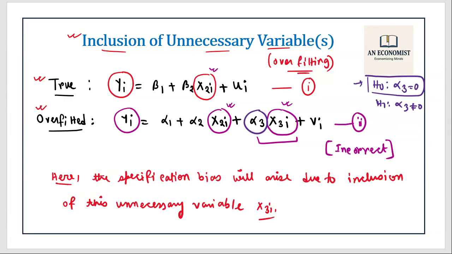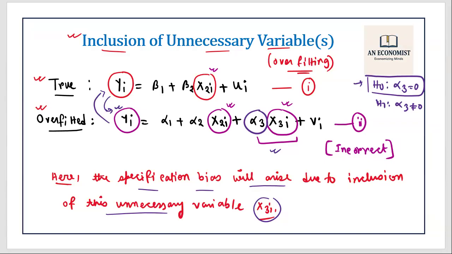If this is the case, then you can say that yes, x3 is an unnecessary variable and it is not explaining any variation in the outcome variable yi. That is why it is an unnecessary variable, and here the specification bias will arise due to inclusion of this unnecessary variable x3. This is just the opposite of what we did in the previous video, that is the omission of variable. In case of omission, these two models were interchanged. This model was the true model and the other was the underfitted model. I hope you can relate to this.